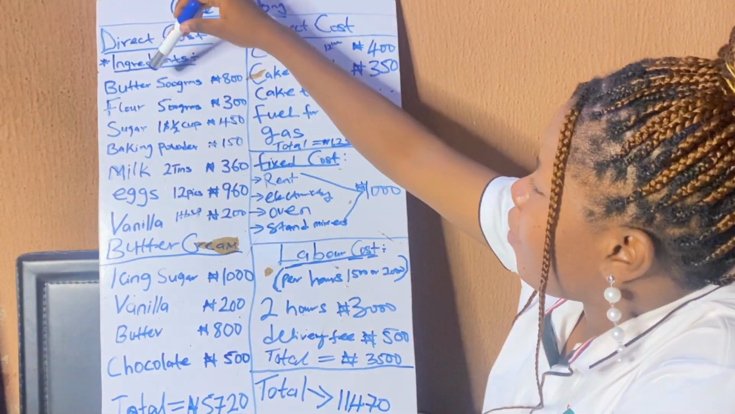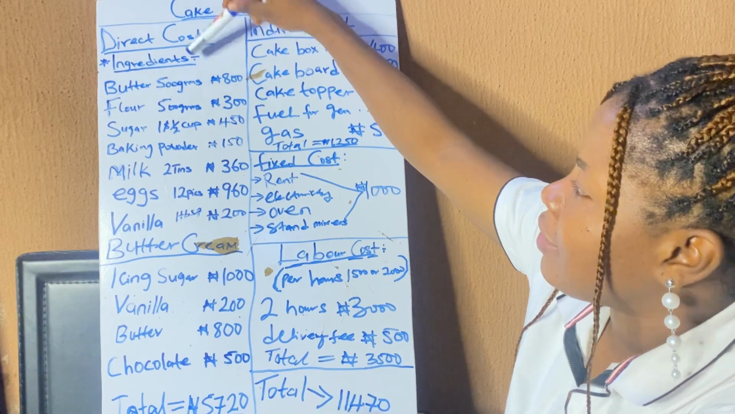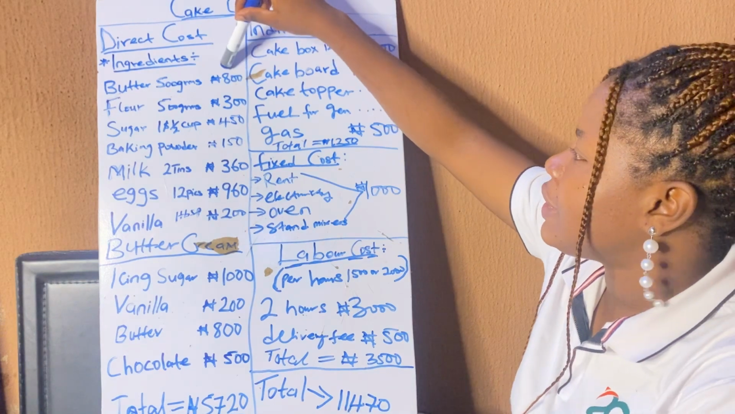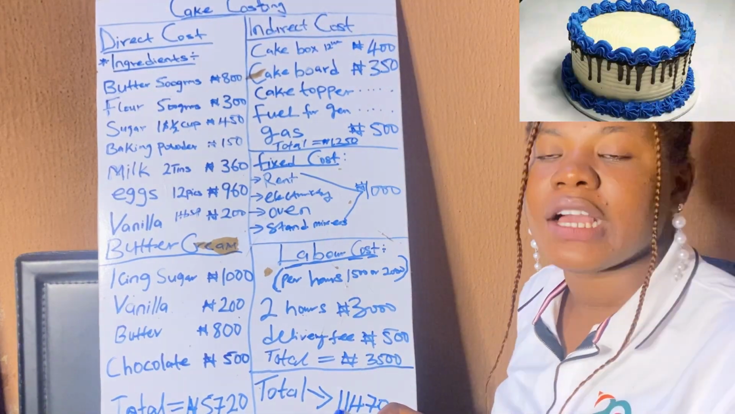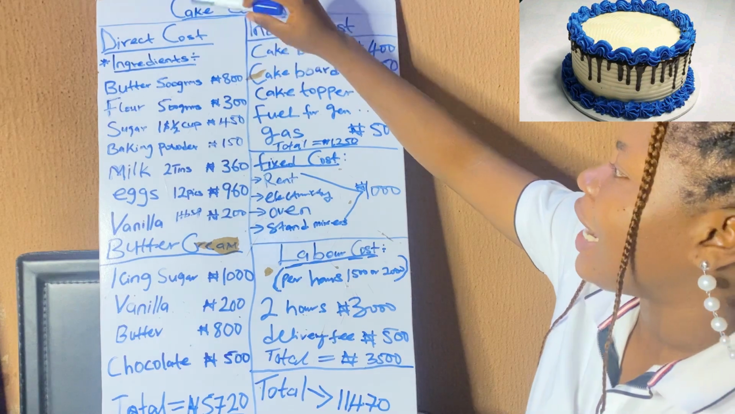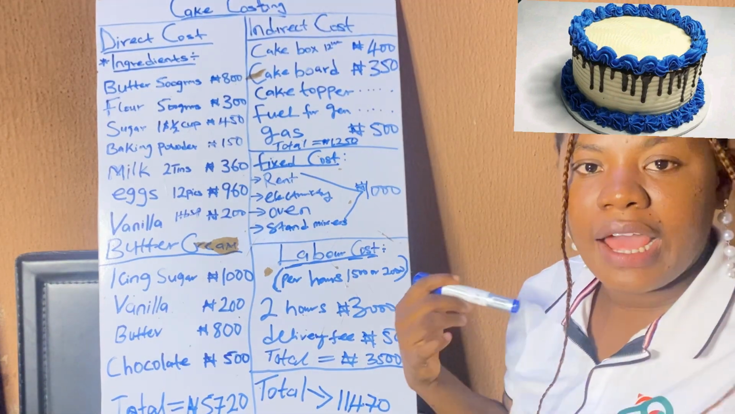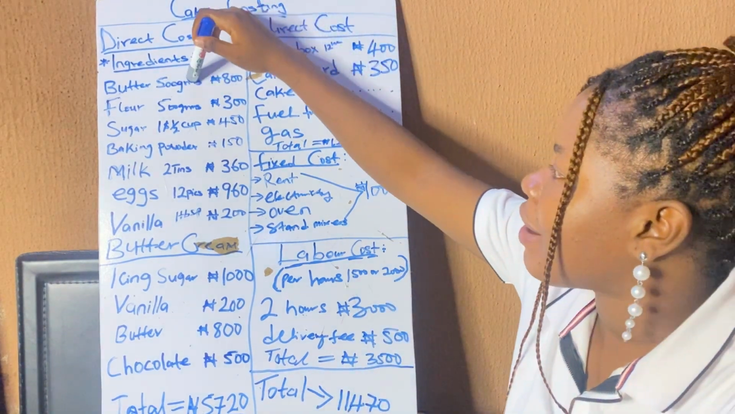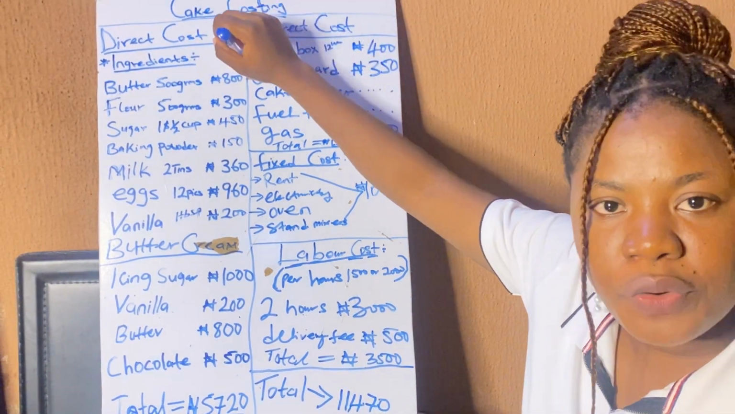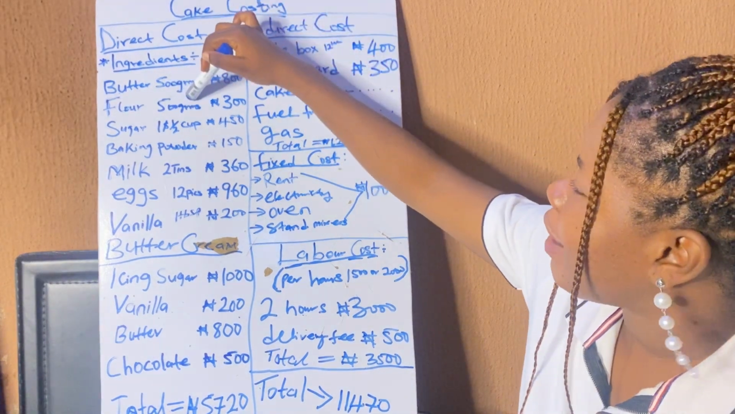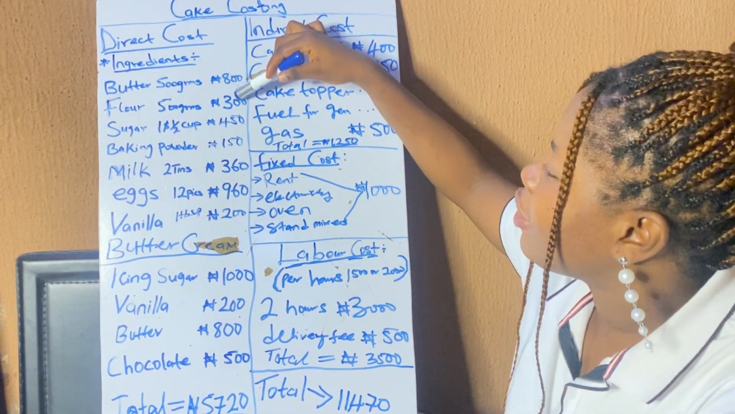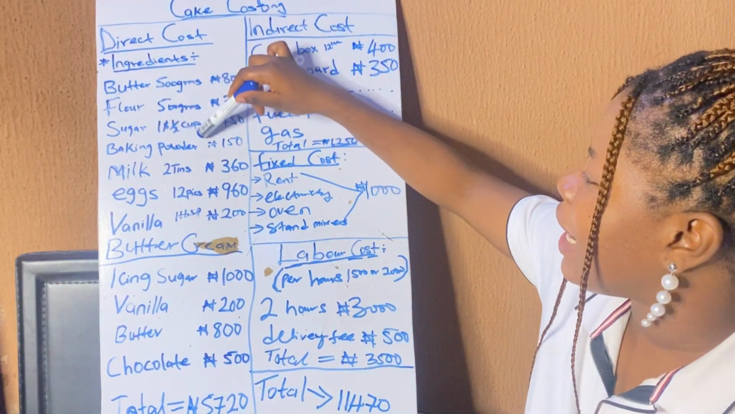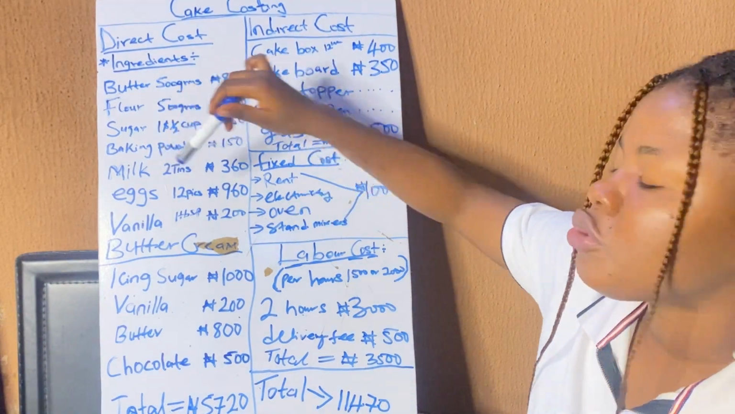Number one, butter. 500 grams of butter at 800 naira. I don't know how much they are selling in your side, so you put it down. For this cake, I'll be using 500, and I baked the cake you're seeing myself. So for this cake, I used 500 grams of butter for 800 naira and 500 grams of flour for 300 naira. Sugar, 1.5 cups for 450. You have your baking powder for 150. Milk, 2 tins of milk.